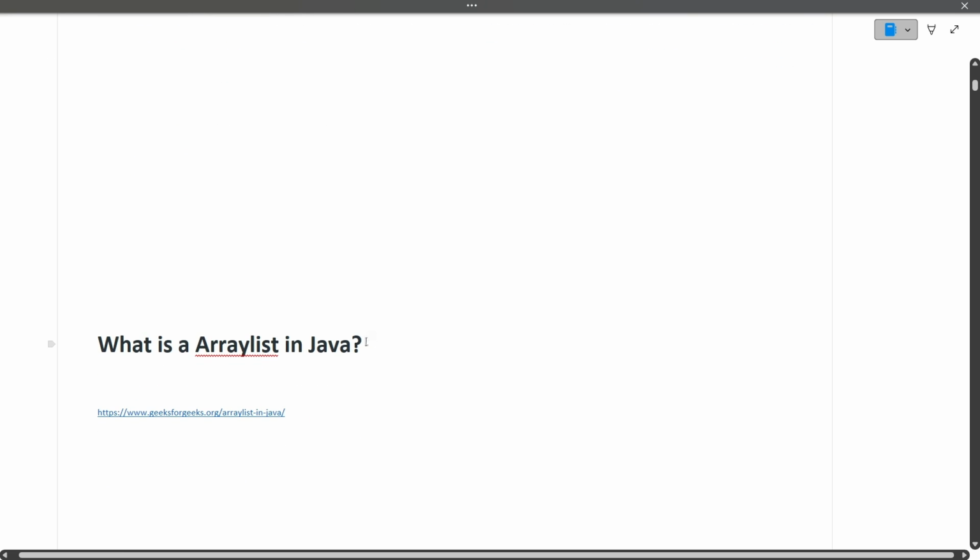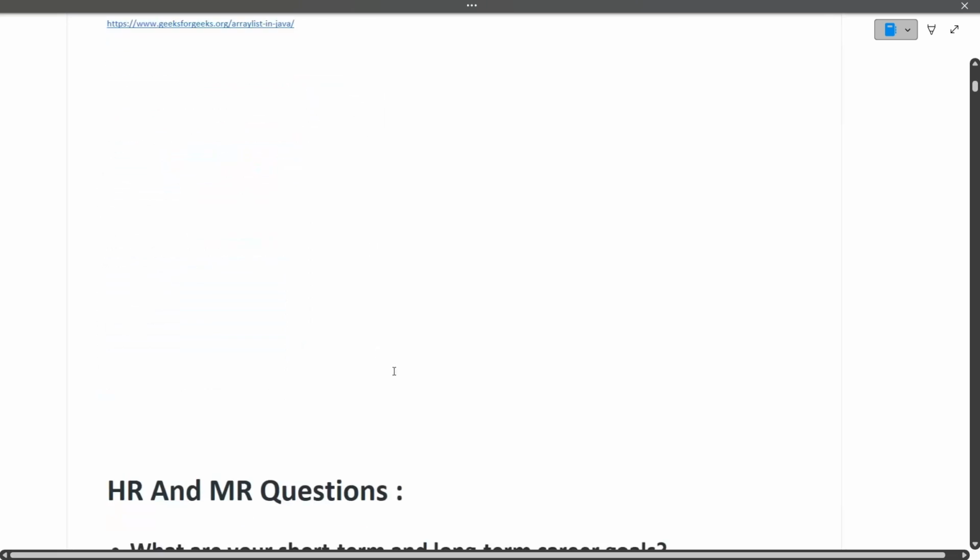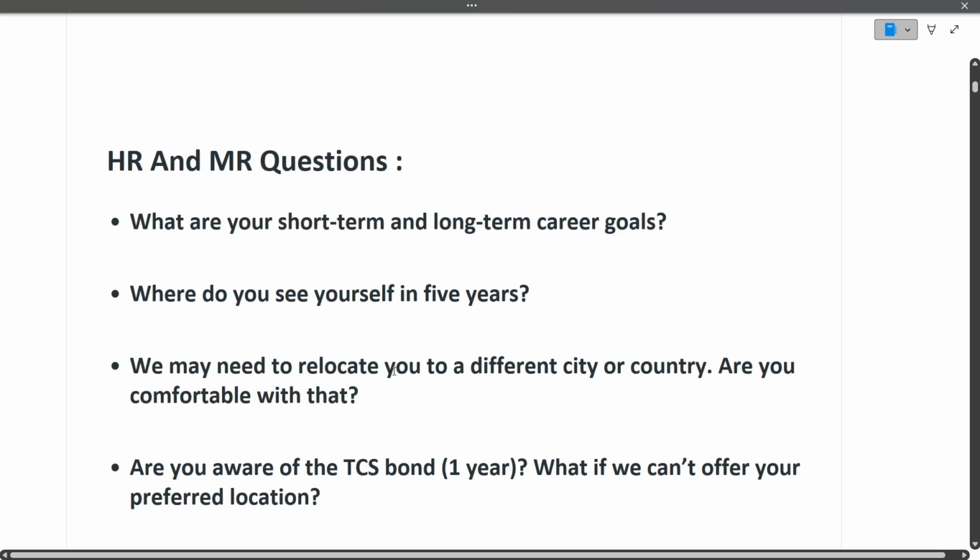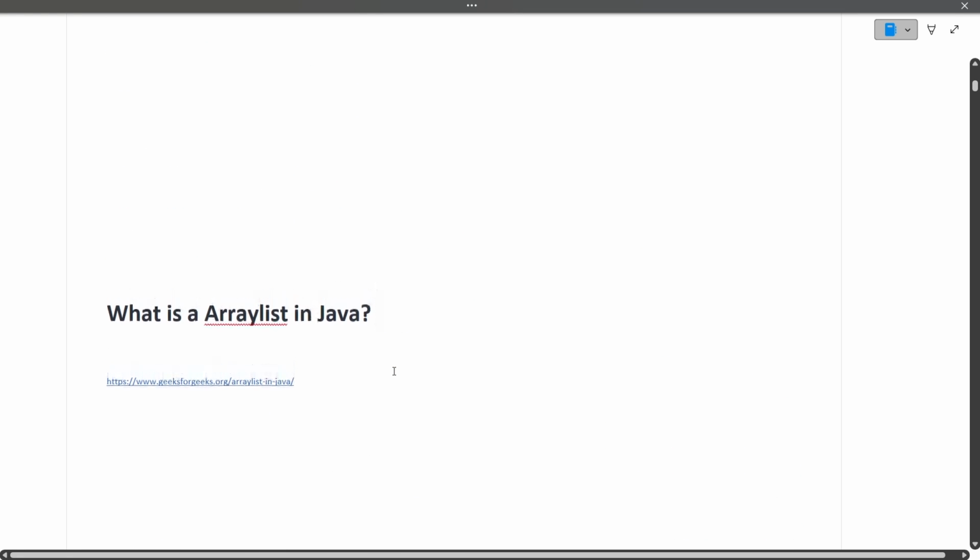The last question for the technical round was, what is an ArrayList in Java? Again, it's a simple array, and you can explain it to the interviewer. Now coming to the HR and MR questions. This was all for the technical round. The technical round lasted around 25 to 30 minutes because most of the questions were theory questions. No coding questions were there.